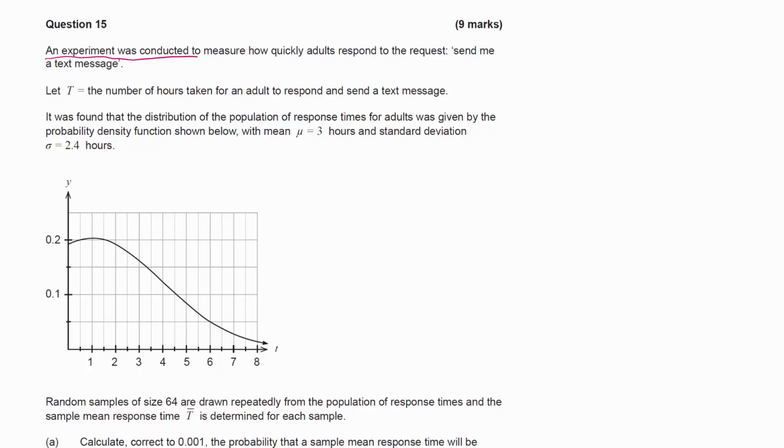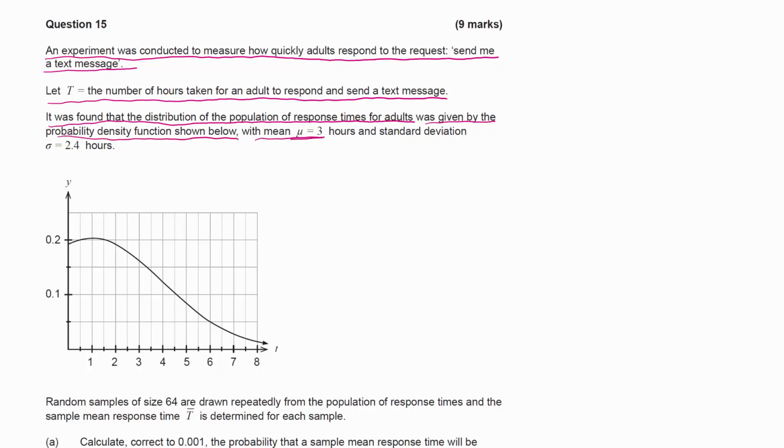An experiment was conducted to measure how quickly adults respond to the request, "Send me a text message." Let t equal the number of hours taken for an adult to respond and send a text message. It was found that the distribution of the population of response times for adults was given by the probability density function shown below, with mean mu equals 3 hours and standard deviation sigma equal to 2.4 hours.